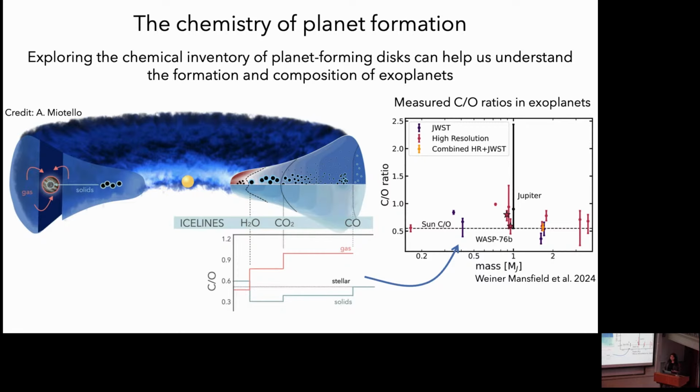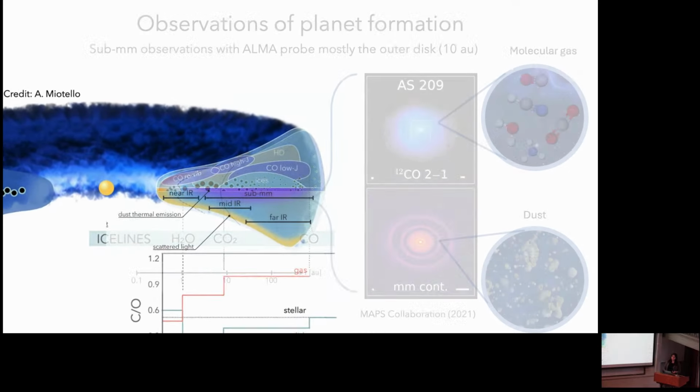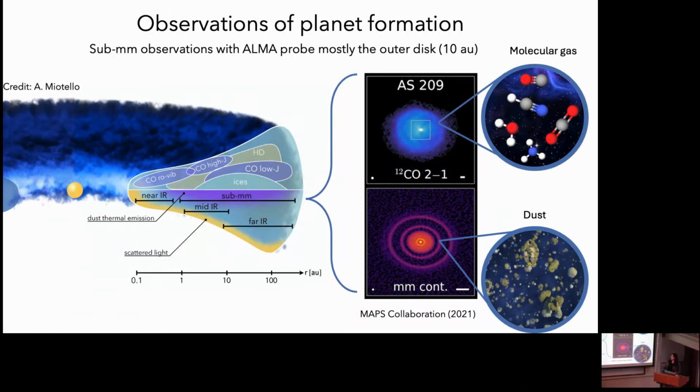So what does a disk actually look like when we observe it? Depending on where in the disk you are located, you will see different species or even different components of the disk. With ALMA, we use submillimeter observations, and we can probe both the solid and the gas component. When we look at the gas component, we look at the molecular species. In this case, for example, one of the transitions is 12CO.